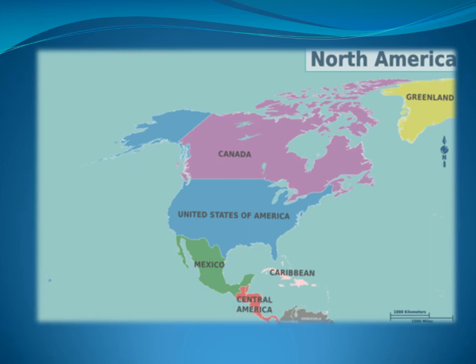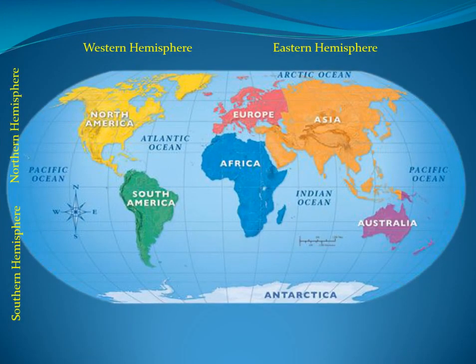Let's zoom out so that we can see all 7 continents of the Earth. We just looked at North America, but the other continents are South America, Africa, Europe, Asia, Australia, and Antarctica. These continents are in different places of the Earth.